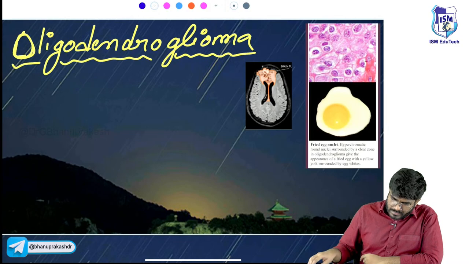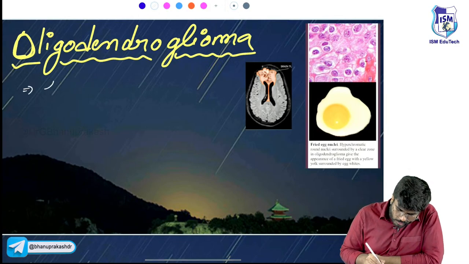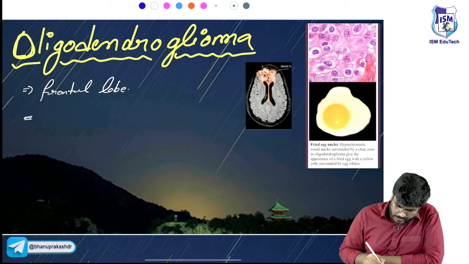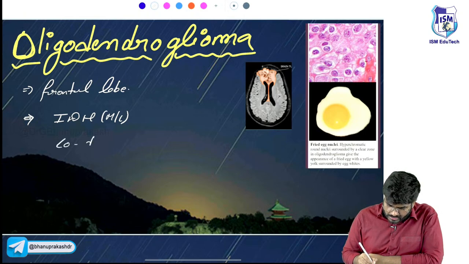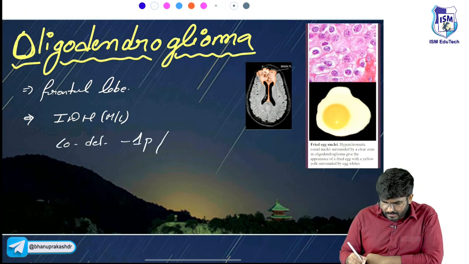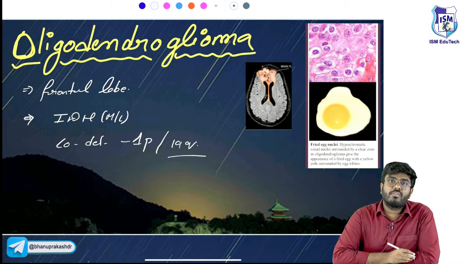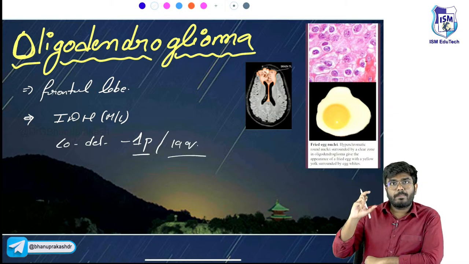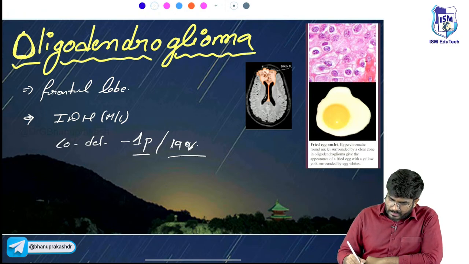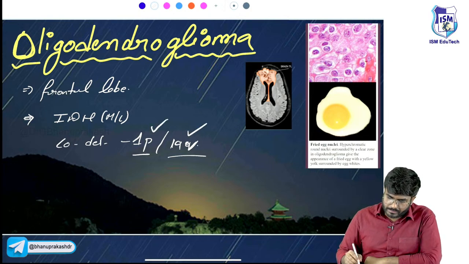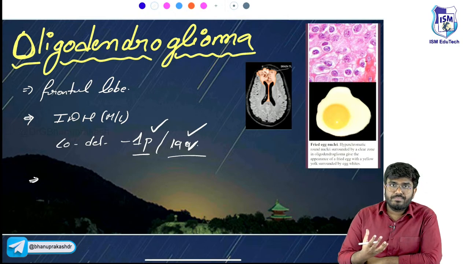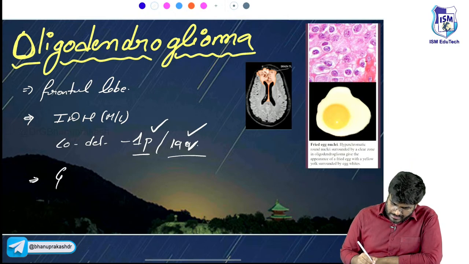Why, sir? Let me write the important points one by one. Frontal lobe is going to be affected. What is the gene mutation here? Again, IDH gene mutation, most commonly. Not only that, these patients can also have co-deletion of 1p19q: the 1p chromosome number 1 and the 19q chromosome number 19. Both are deleted. Now grossly, if you look at the gross morphology, you can see calcifications.